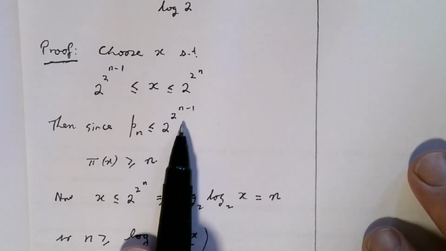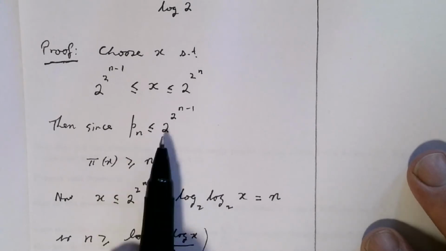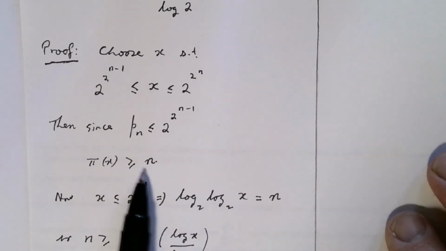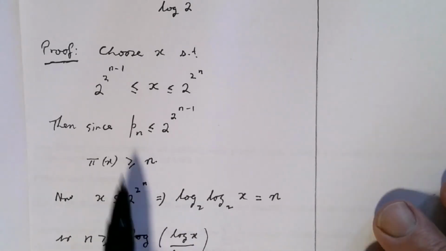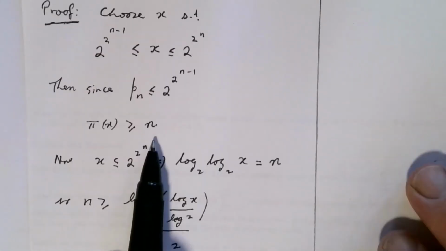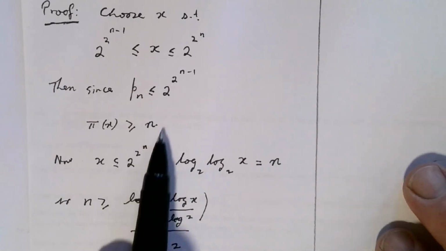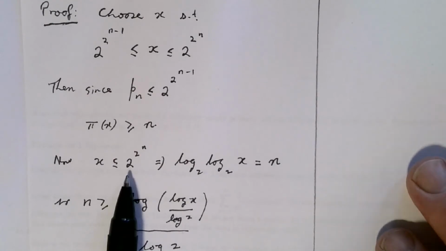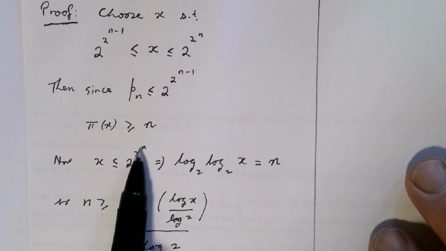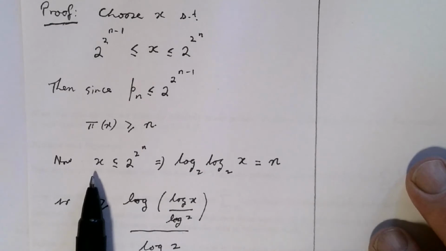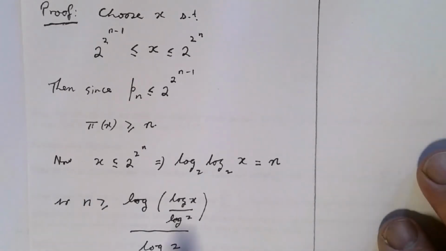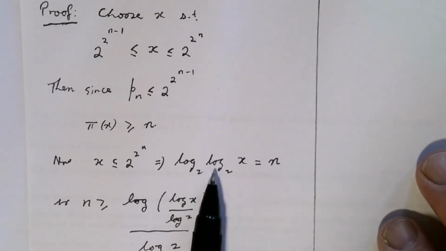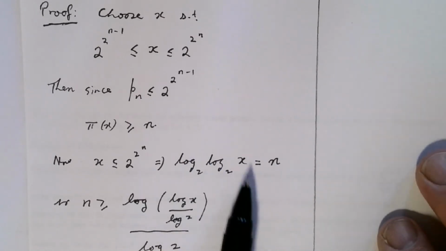And that then means if P of n is less or equal to that, then pi of x is bigger or equal to this n from our remarks before. So I need to get my hands on this n. Now what do we know? We know that x is less or equal to 2 to the 2 to the n. And so I can recover the n by simply taking logs to the base 2 twice. So I can rewrite this n as log of log of x, all to the base 2.